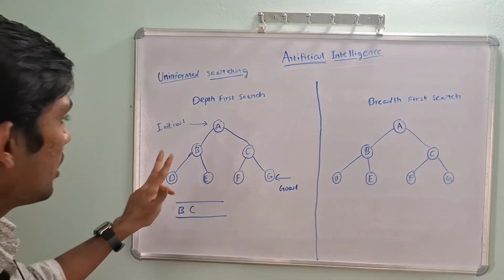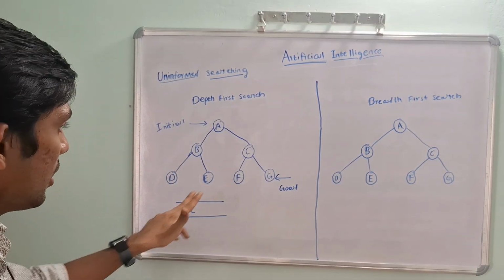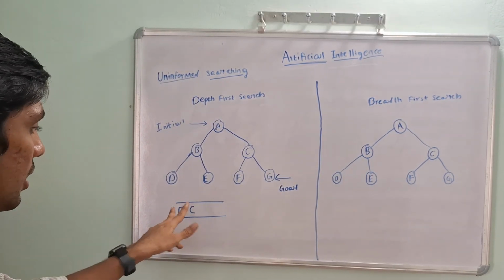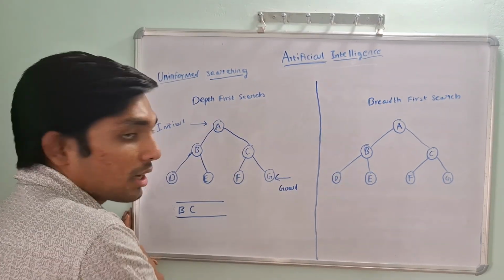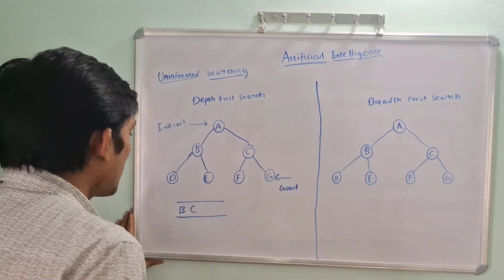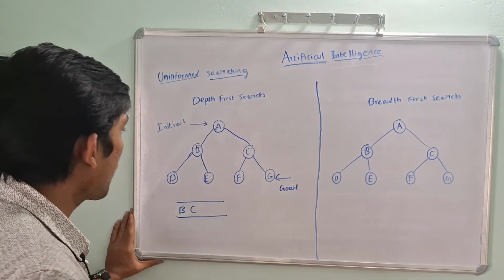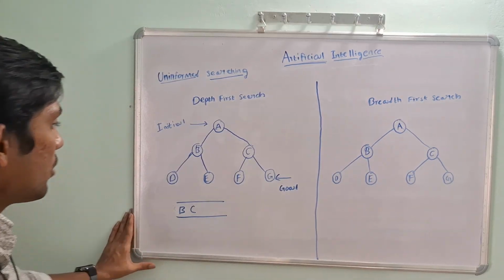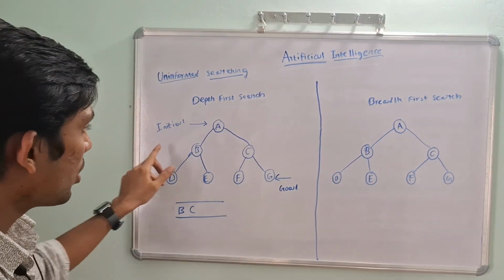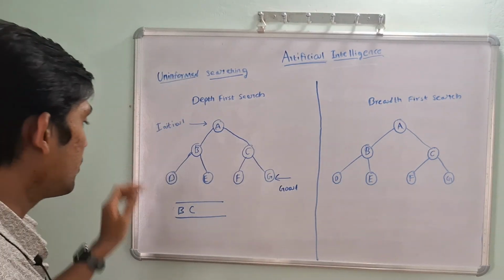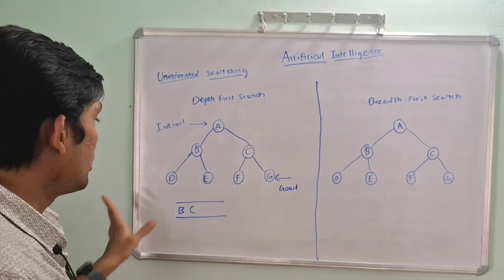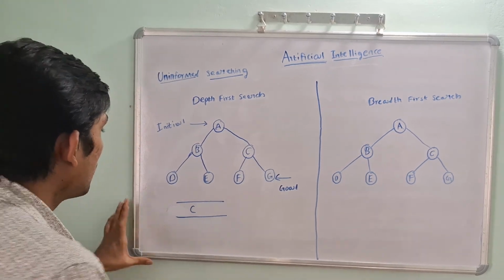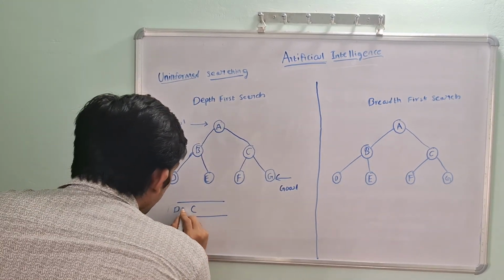We can put them in any order, like we can push first B, C, or C and B. So order doesn't matter, guys. I'm just considering it in this way. So let us push B and C into the stack. Now B is on the top of the stack, so the algorithm will explore B. It will check whether B is the goal node or not. B is not the goal node, so it will pop out B and push its children into the stack, which are D and E.